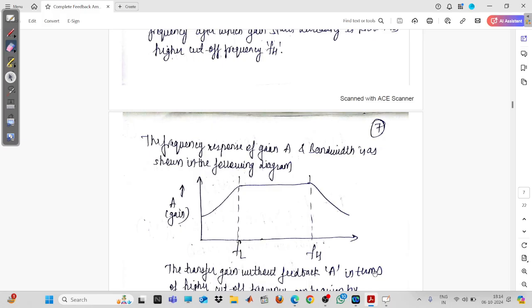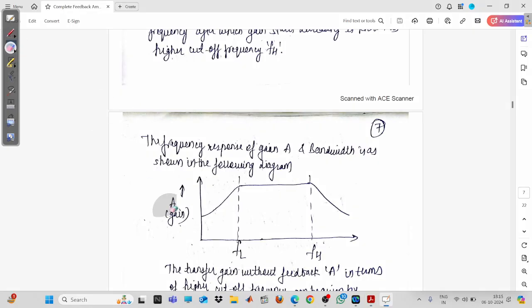We will try to discuss more about the negative feedback closed loop system and the effects of it. Yesterday we have seen that the negative feedback will increase the bandwidth. Now, this is the figure, or you can say the curve, for the bandwidth of any system. Normally, bandwidth means what? This is the range of frequencies for which the gain is constant.